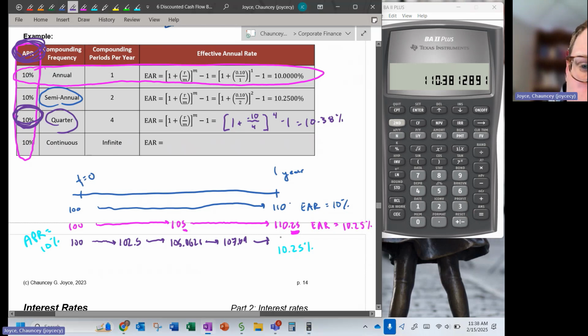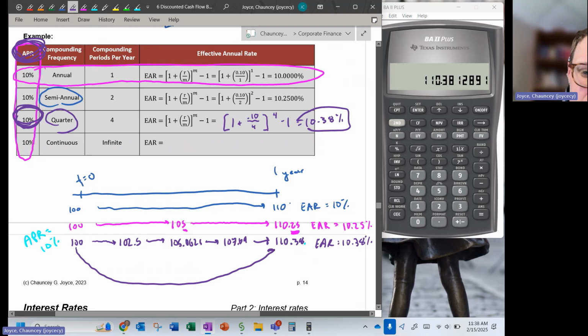Now you'll have 110.38. And that's the 10.38 you see up there. So your effective annual rate implied here is 10.38%. Now, the way to think of that again, the effective rate is the one rate as if there was compounding once per year. You started with 100, you left with 110.38. That implies an effective annual rate of 10.38%, despite only being quoted an APR of 10%.